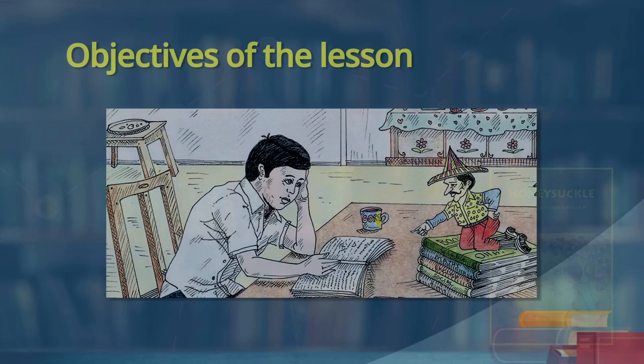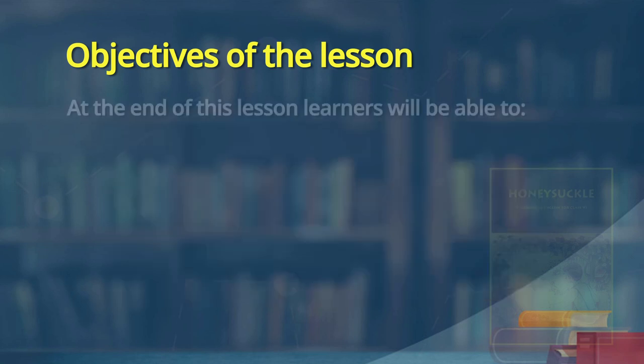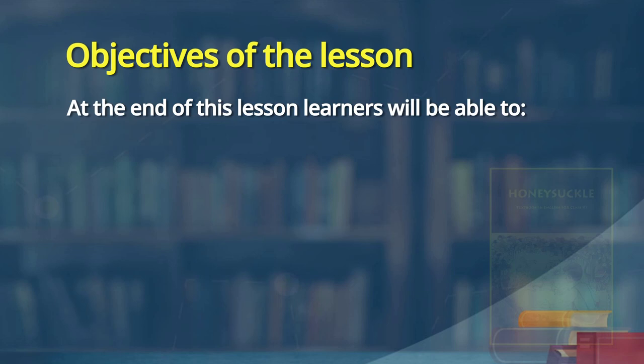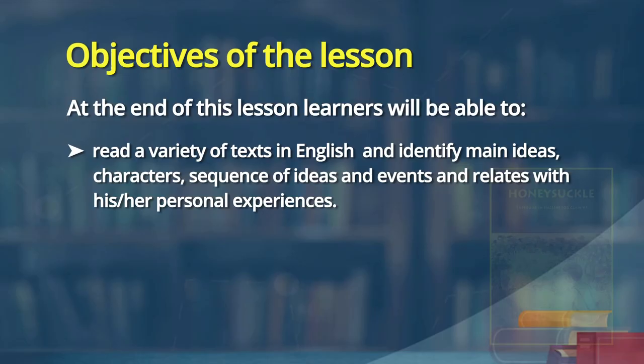Before we move on to the lesson, let's understand the objectives or the learning outcomes of this lesson. At the end of this lesson, you learners will be able to read a variety of texts in English and identify main ideas, characters, sequence of ideas and events, and relate them to your personal experience. That's real. Patrick's lesson we read and understood. Now we also have experience that we are able to connect with that. Let me request Kriti to read the second and third objectives.